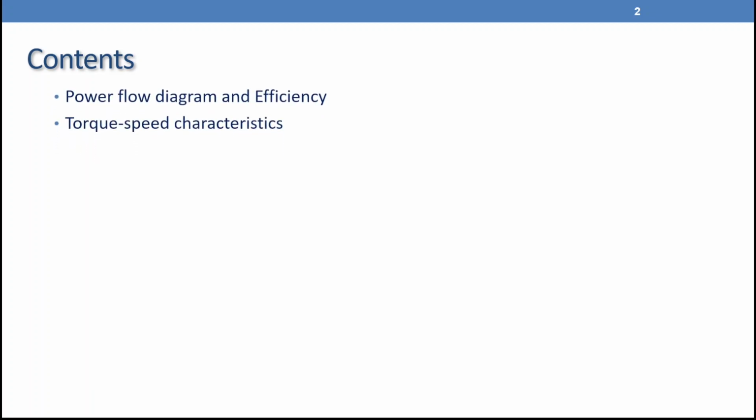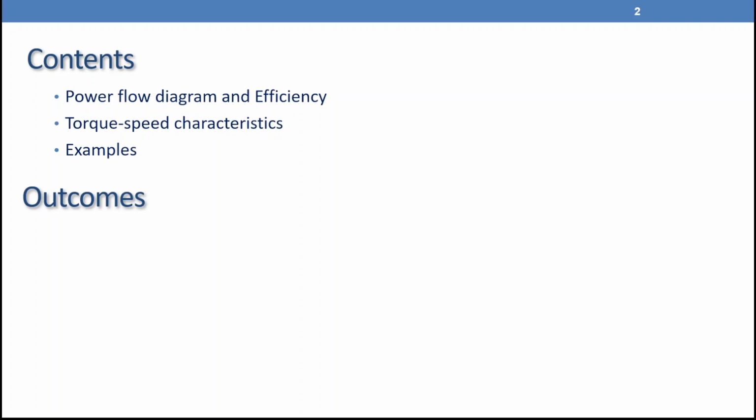What are the contents of this chapter? In this chapter, we're going to cover the power flow diagram and efficiency, and then we're going to look at the torque speed characteristics, and then we are going to wrap up this chapter with a group of examples. Once we finish this chapter, we will know the mechanical performance.